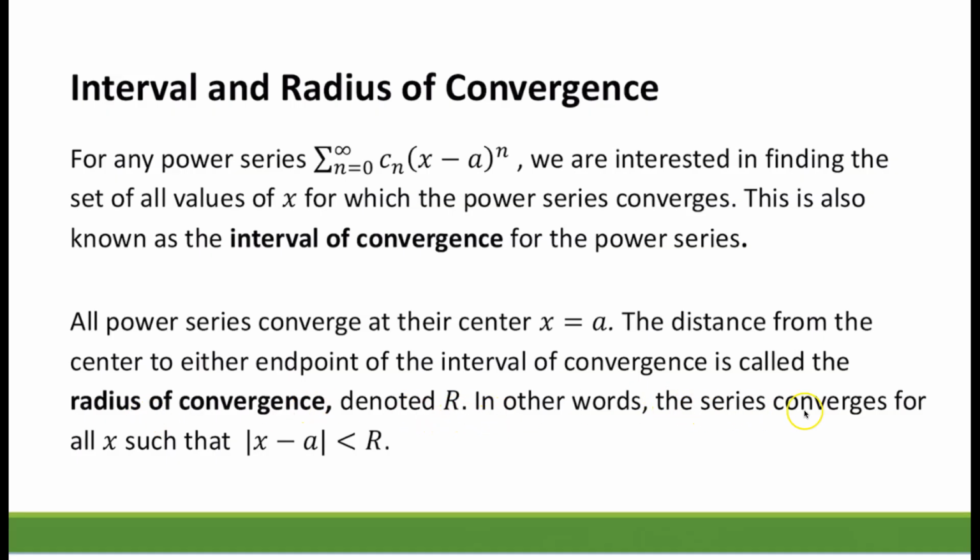So in other words, the series converges for all x such that the absolute value of x minus a is less than R. So R is, again, the distance from the center to either end point. So it's like a measure of how wide, how big the interval is.